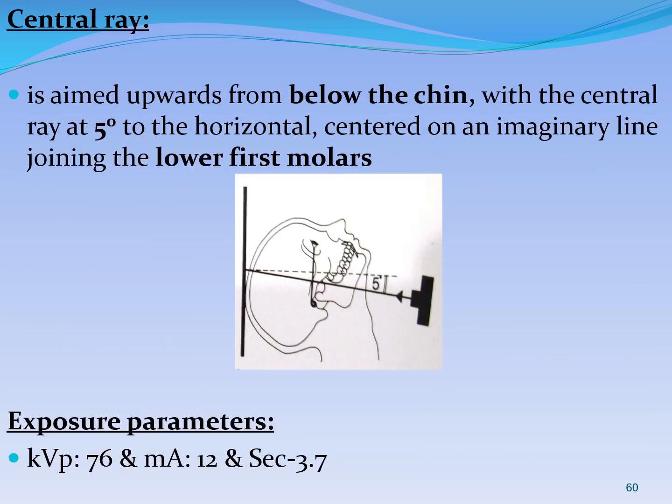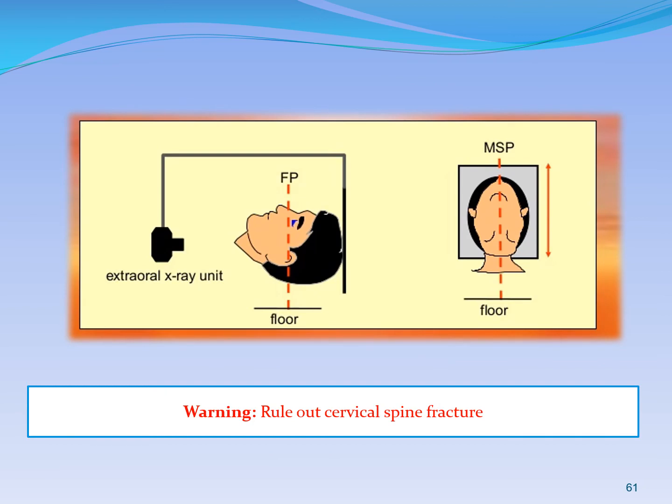The central ray is aimed upwards below the chin with the central ray at 5° to the horizontal and centered on an imaginary line joining the first molars. These are the exposure parameters. Now in SMV, the exposure time is around 3.7 seconds. As this radiograph requires extending the neck as far as possible to get a good view, any patients with cervical spondylitis or cervical spine fracture, this view is contraindicated in such patients.